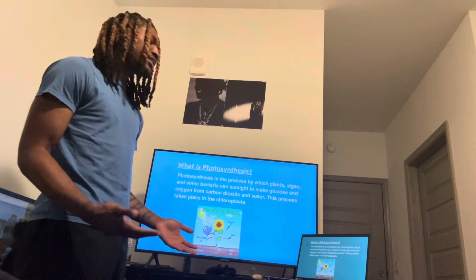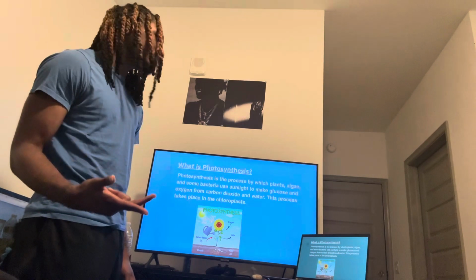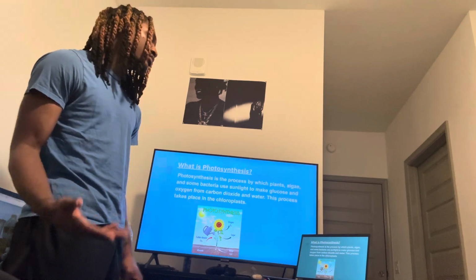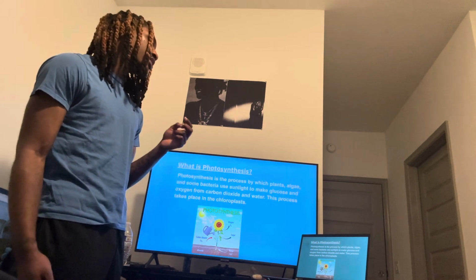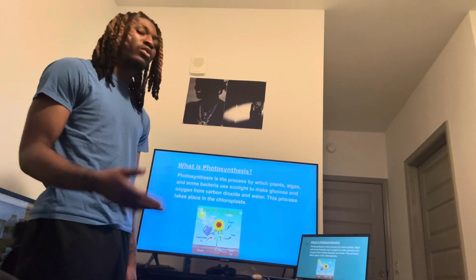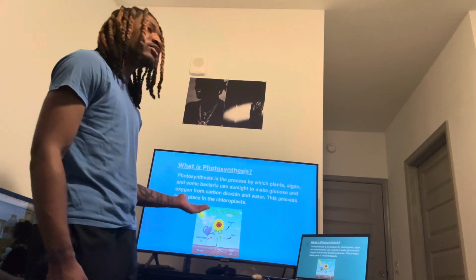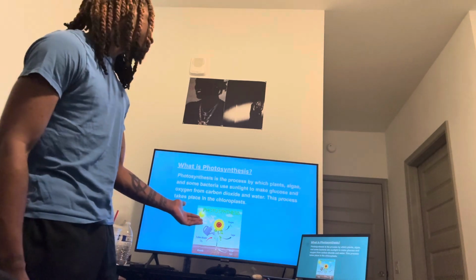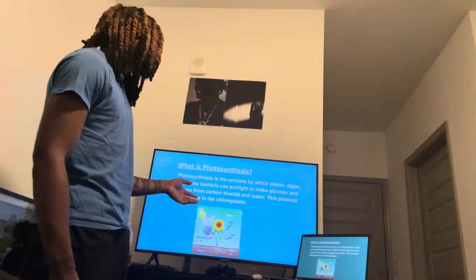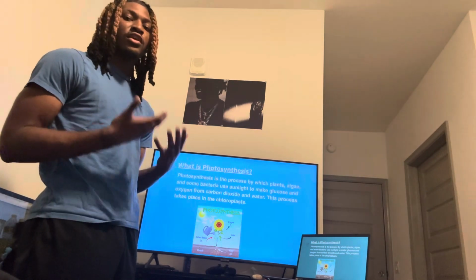What is photosynthesis, though? Photosynthesis is the process which plants, algae, and some bacteria use sunlight to make glucose and oxygen from carbon dioxide and water. This process takes place in the chloroplast. As you see in the picture right here, it's just like how you see plants outside. Plants use water, light, and carbon dioxide, and then give us the oxygen that we need to breathe.